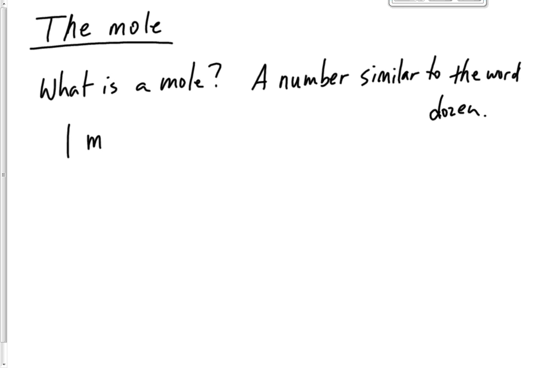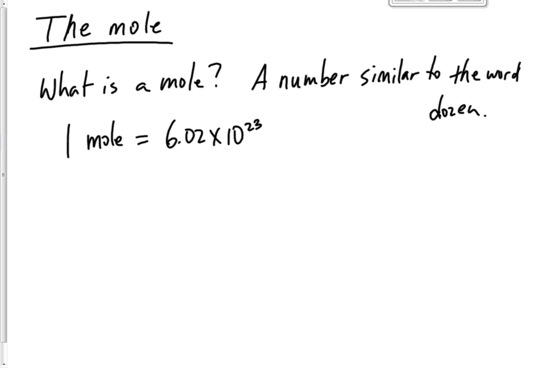All right, and the one mole, the number that it's equal to, equals 6.02 times 10 to the 23rd of whatever it is. A mole of pennies, a mole of marshmallows, a mole of grains of salt. It doesn't make any difference. One mole equals 6.02 times 10 to the 23rd, whatever it is.